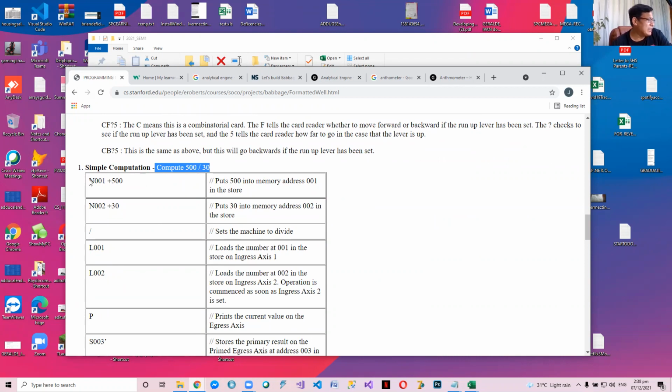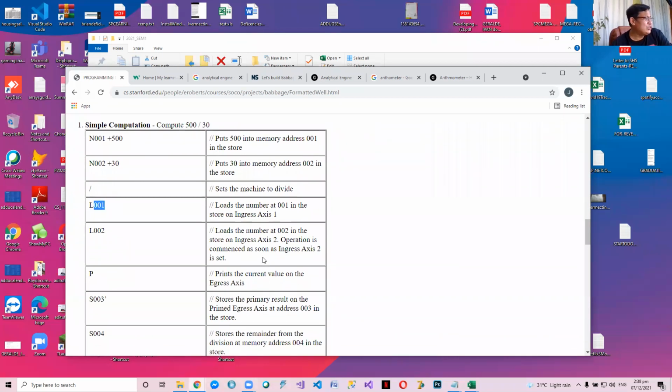Okay. The first command is N001 plus 500. We put 500 into address 001. And then N002, 30. This is a number card. Puts 30 in address 002 in the store. L001 loads the number in 001 and stores it into ingress axis 1, which is the variable in the mill. Okay? And load 002 loads the number in 002, which is 30, to ingress axis 2. So, ilalagay niya sa mill.